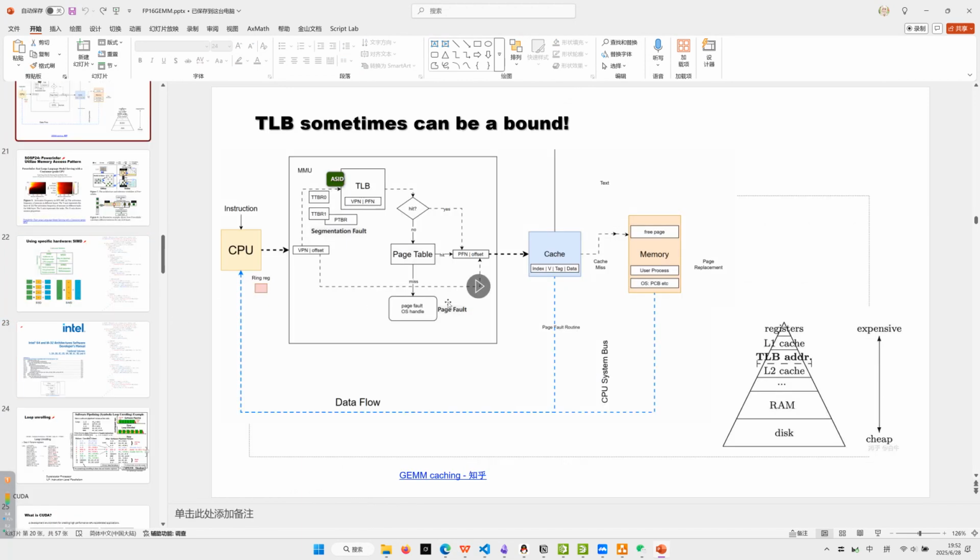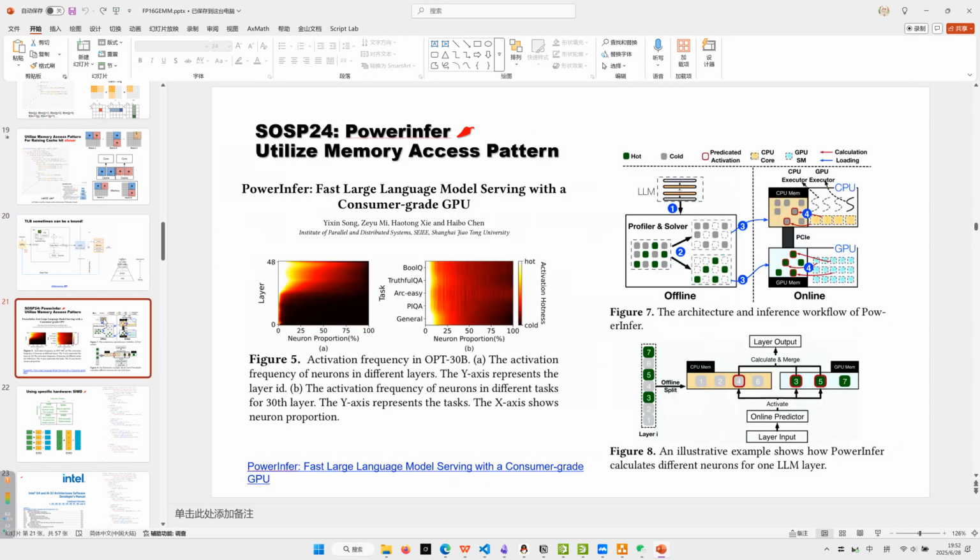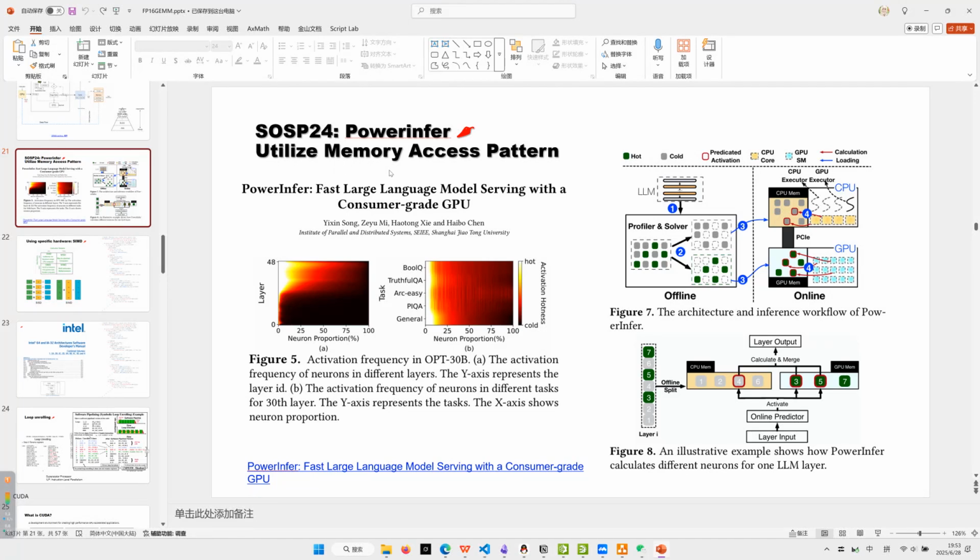Now here, since most of the students didn't learn operating systems before, I will only show a program here. Every time the program wants to fetch data, it translates from the virtual address to the physical address. Here we also have a TLB translation, and sometimes this TLB is also a bottleneck beside the L1 cache and L2 cache. To utilize the memory access pattern, we can also see some papers using these ideas, like PowerInfer.